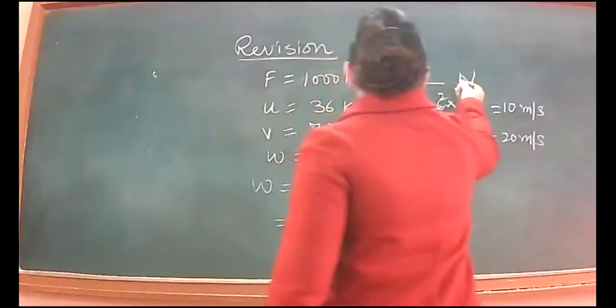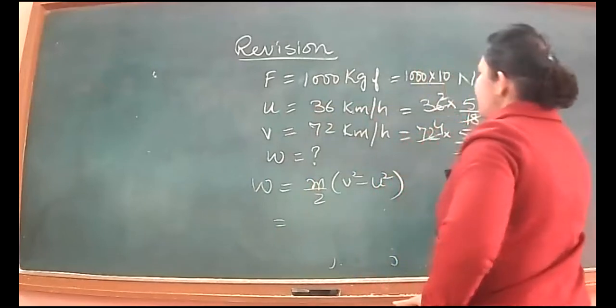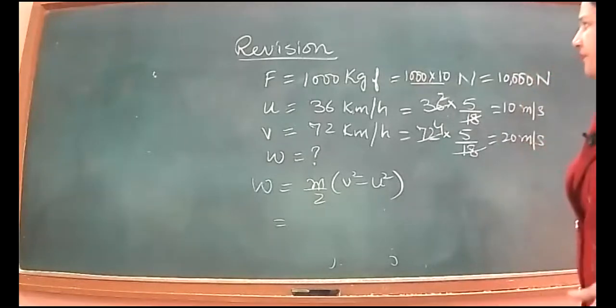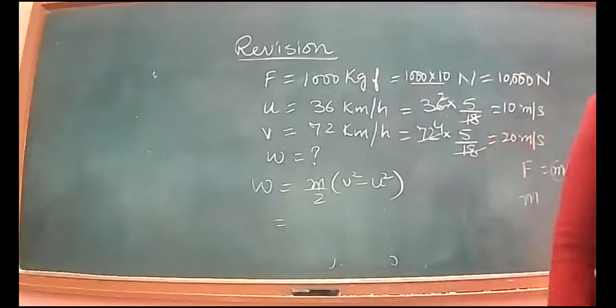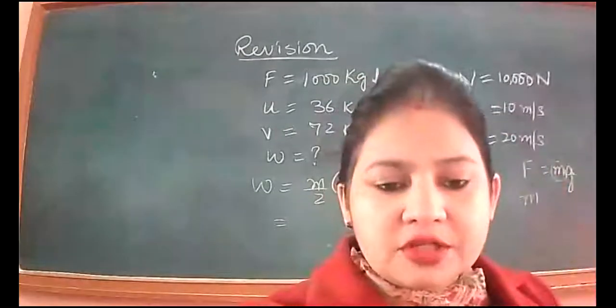First of all, this 1000 kg force is 1000 into 10, or you can also take 9.8. So this is 10,000 newtons. Now mass is not given here, so how will you find mass? Force is given here. You can use F equals MA or MG here. In this case, F can be written equal to MG, equal to weight. So from here we can find the mass of the object. Then you put in the values, and the answer is 1.5 into 10 raised to power 5 joule.